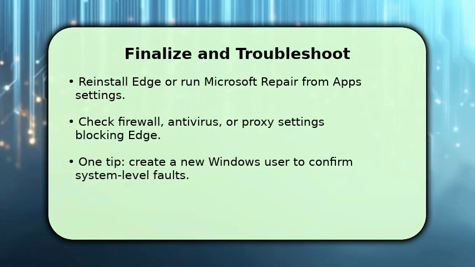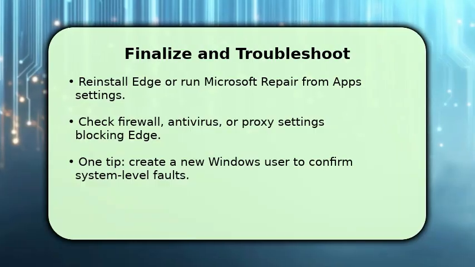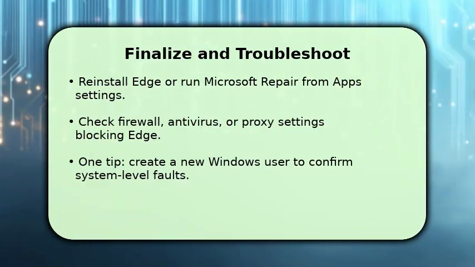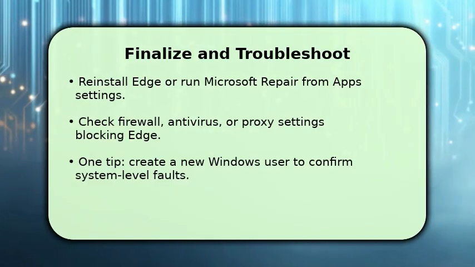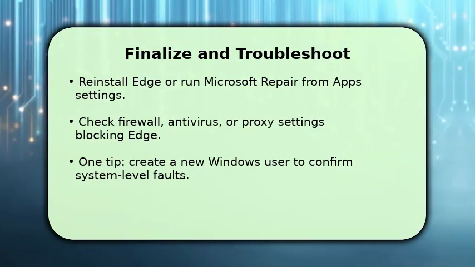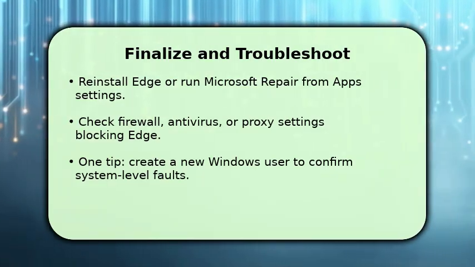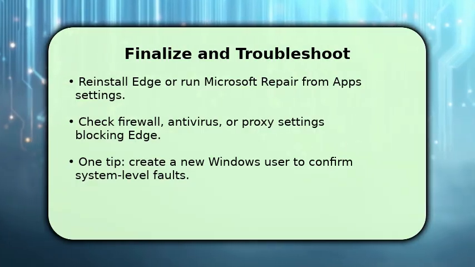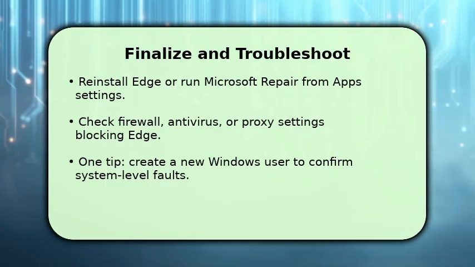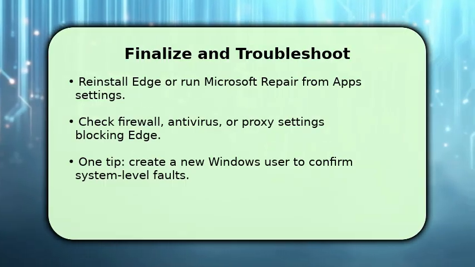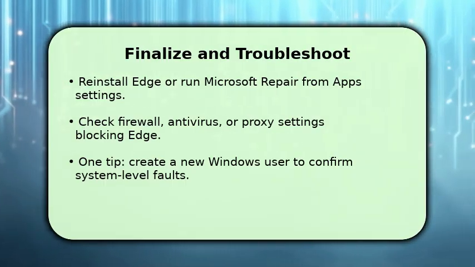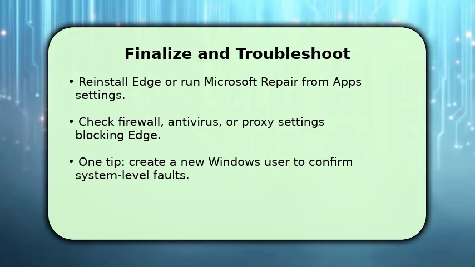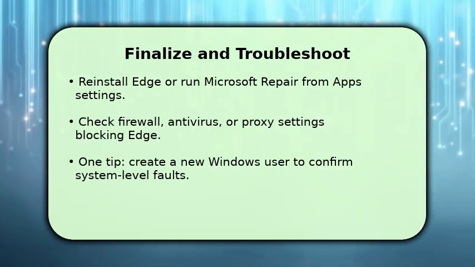To finish, reinstall Edge or run Microsoft Repair from App Settings. This restores missing files and resets executable associations. You should also inspect firewall, antivirus, and proxy settings, temporarily disable or create exceptions to ensure Edge isn't blocked by security rules. Once everything is restored, test with several sites and clear DNS cache with ipconfig /flushdns to resolve name issues.